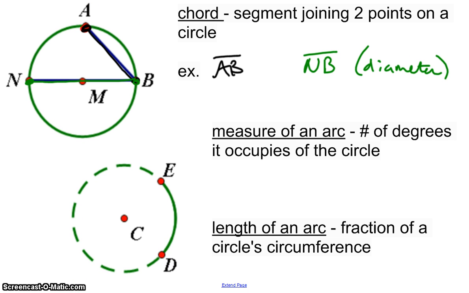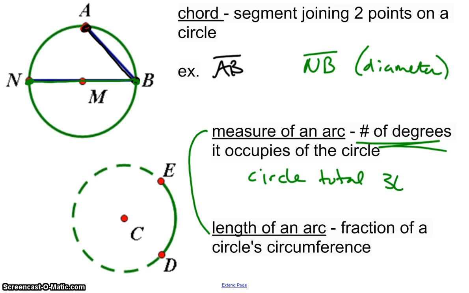And then there's a couple of big differences here between the measure of an arc and the length of an arc. They have a connection with each other. But the measure of the arc is the number of degrees which it occupies in a circle. Okay? The circle has a total of 360 degrees. And when we're finding a measure of an arc, we're finding how much of the 360 degrees that arc is taking up.